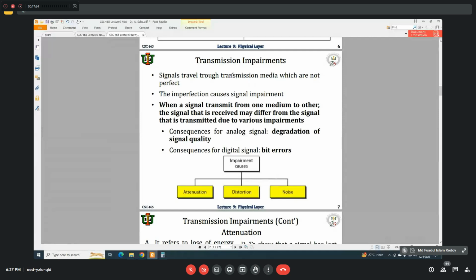So now you can come to the transmission impairments. What are transmission impairments? It says the signals travel through transmission media which are not always perfect. The imperfection causes signal impairment. So when a signal transmits from one medium to the other, the signal that is received by the receiver may differ from the signal that is transmitted due to various impairments.